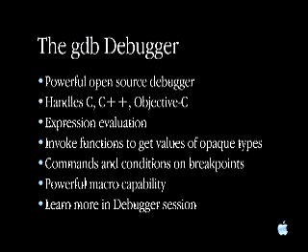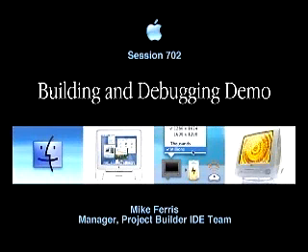You can handle arbitrary expression evaluation or invoke functions to get the values of opaque data types, such as those from Carbon. You can set commands and conditions on breakpoints, and it's got a very powerful macro capability. Again, the debugger session on Friday morning, you can learn lots more about not only C language debugging from Project Builder, but Java as well, and lots about advanced features of GDB. So I'd like to show you some quick rounds of building and debugging demo here. So if we can switch back to demo 6, I believe it is.